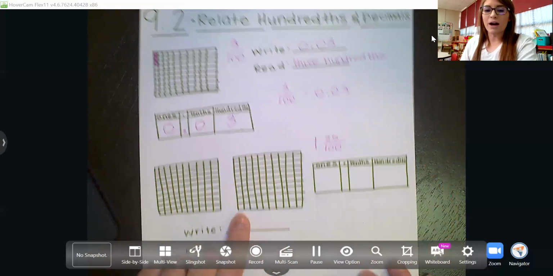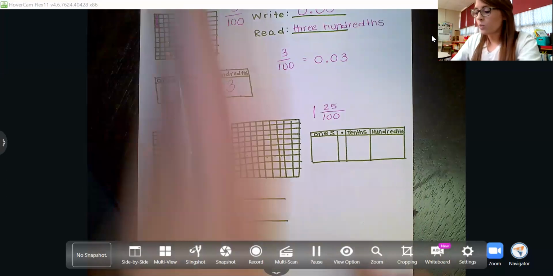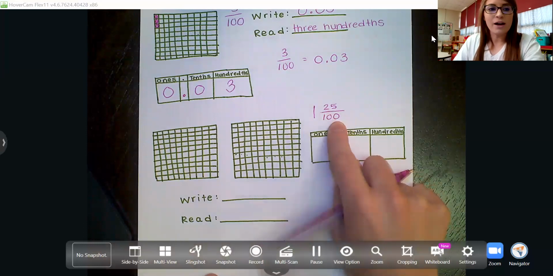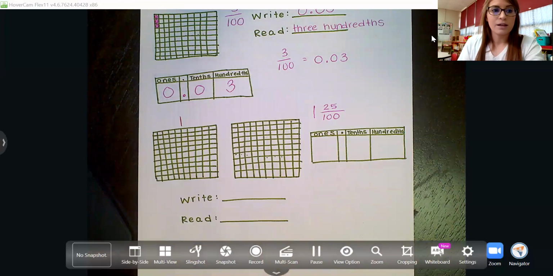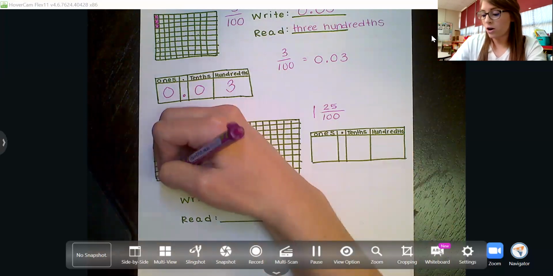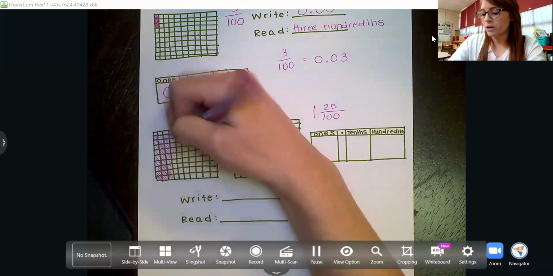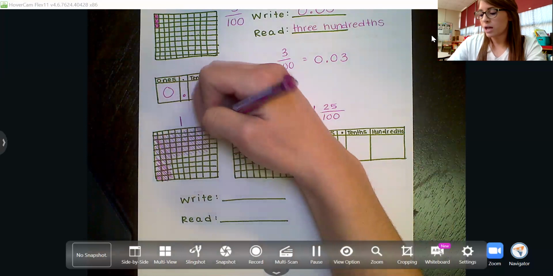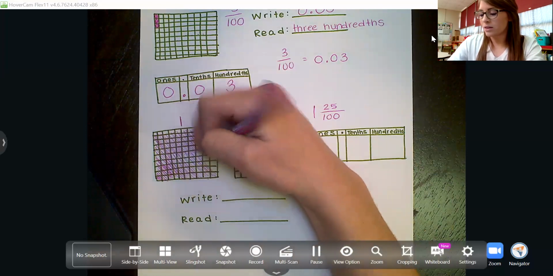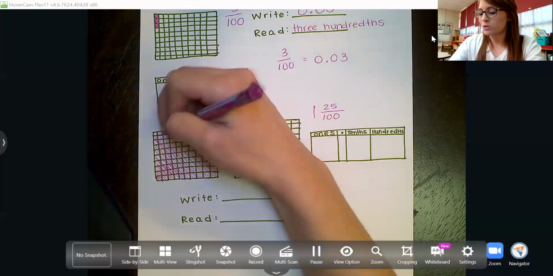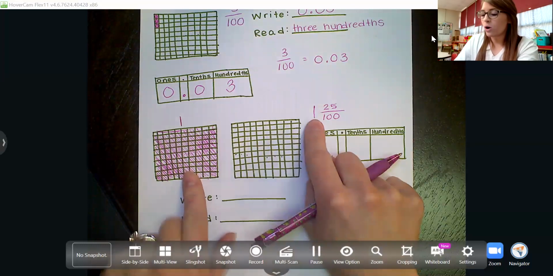All right, let's try one where we've got a whole number in the mix as well. So here we've got 1 and 25 hundredths. So how am I going to represent this 1? Yeah, we're going to have to shade in all 100 of these squares to represent 100. I'm just going to very quickly shade them in, not 100% coloring everything so that we are not wasting time with you just watching me color this shape in. All right, so we've represented our whole number.